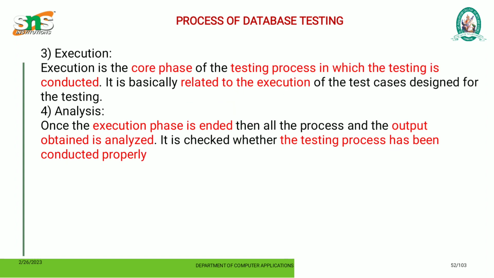In the third stage, the execution process is tested. The execution is the core phase of the testing process in which testing is conducted. It is related to the execution of the test cases designed for the testing. The next step is the analysis. Once the execution phase has ended, all the process and the output obtained are analyzed. It is checked whether the testing process has been conducted properly.